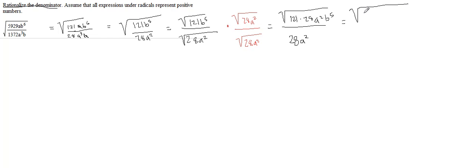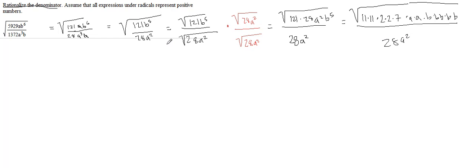I know 121 is 11 times 11. And I know 28 is 4 times 7. But 4 is also 2 times 2. So I'm kind of doing a prime factor tree here. A squared is a times a. B to the fifth is 5 b's. I like doing this because then I can just take out my pairs.